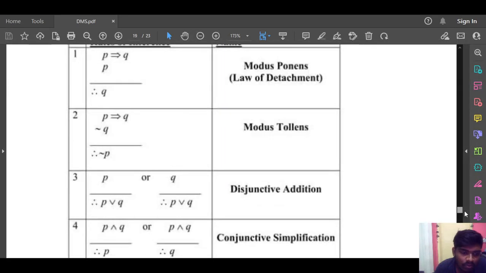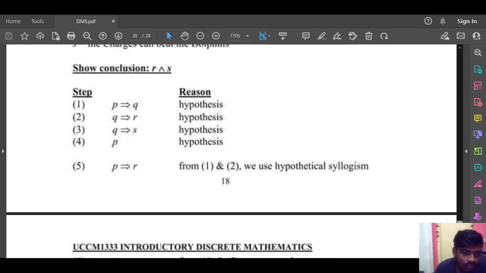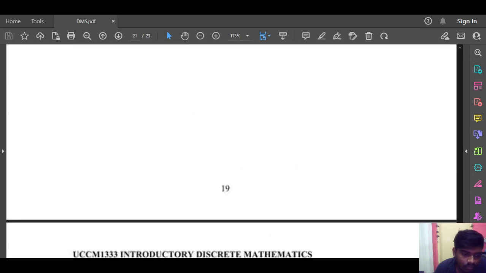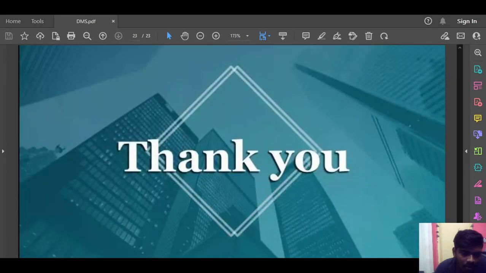And these are some examples. So today in this topic we learned about the different types of compound statements and also the truth tables of the different statements, and also biconditional statements like and, or, if and only if, implies, etc.